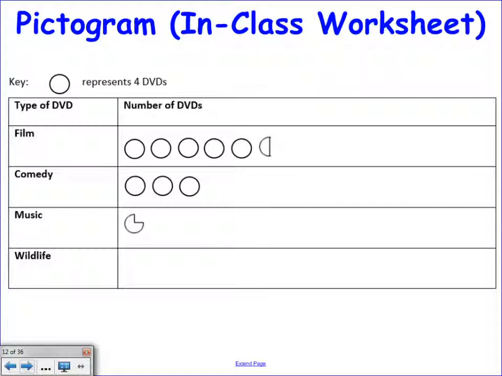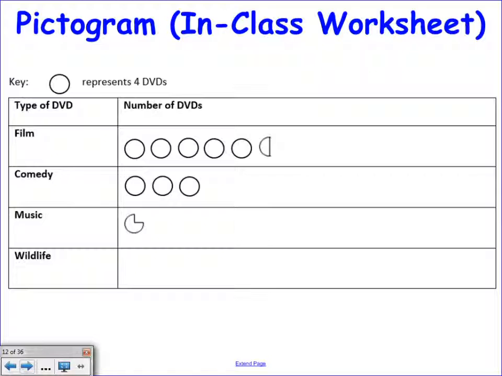There are 4 questions at the bottom of the pictogram. So we're talking about DVDs. That's why you've got circles. And it says, how many music DVDs does he own? How many more film DVDs and comedy DVDs does Carl own? Carl owns 6 wildlife DVDs. Complete the pictogram. And then finally, give one advantage of using a circle to represent 4 DVDs.